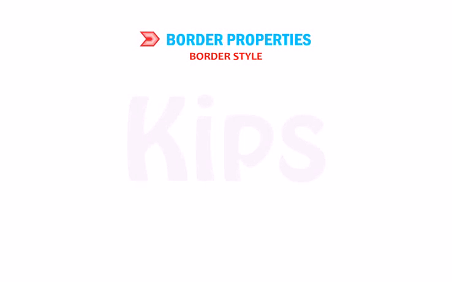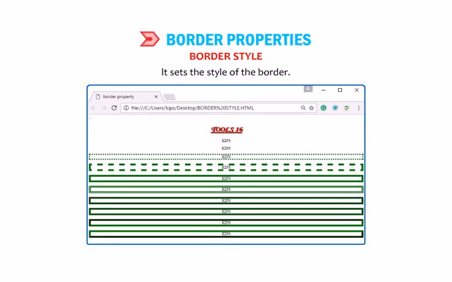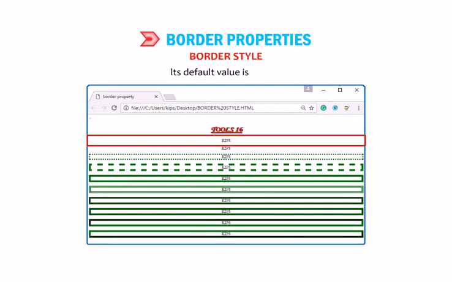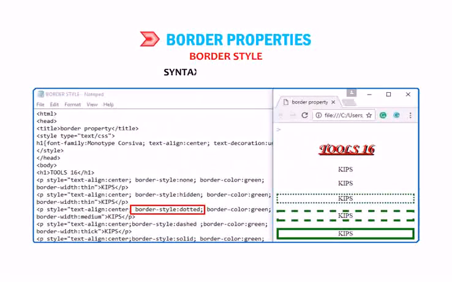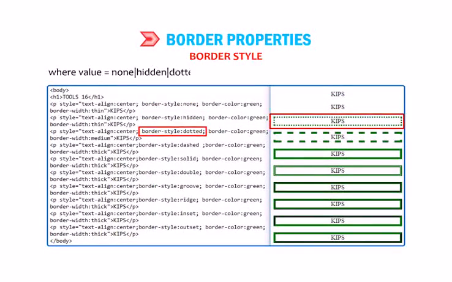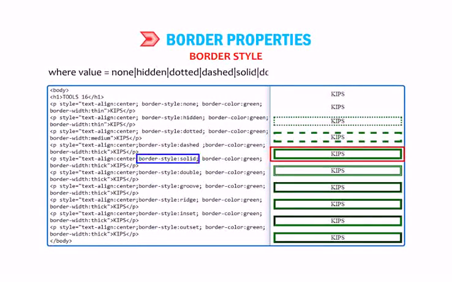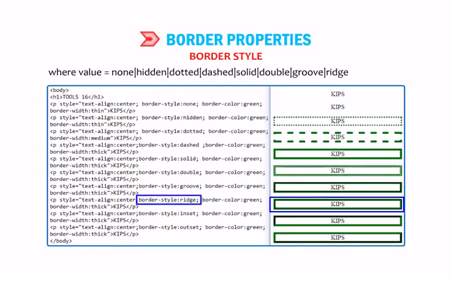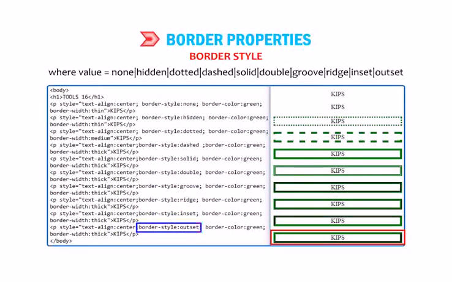Border style sets the style of the border. Its default value is none. The syntax is border-style: value, where value equals none or hidden or dotted or dashed or solid or double or groove or ridge or inset or outset.